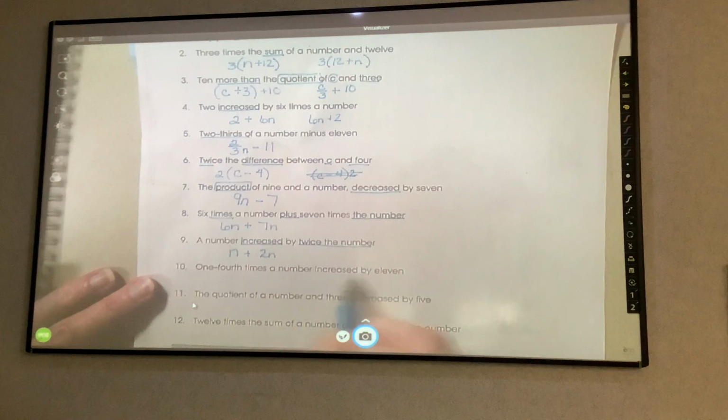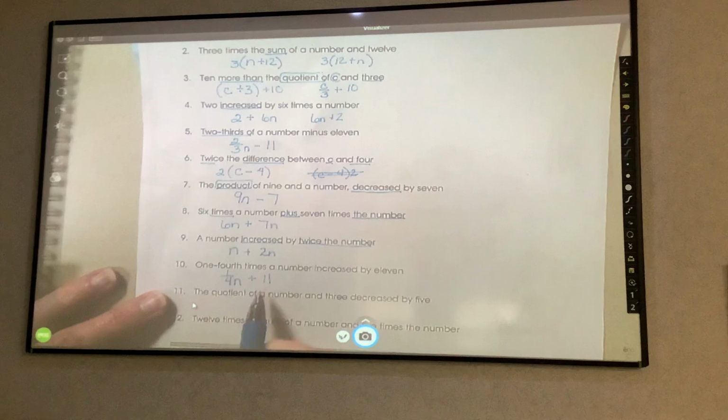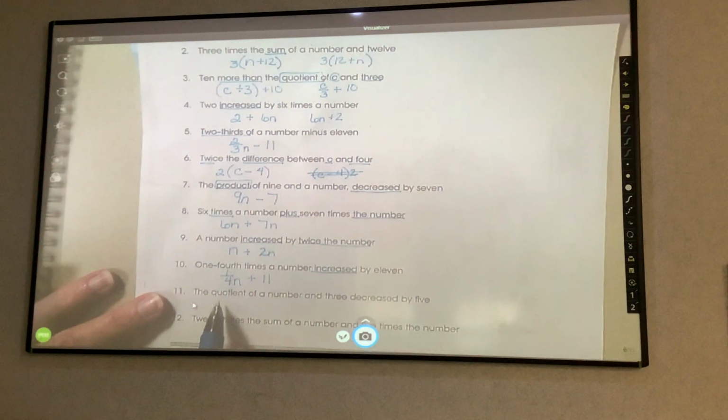One-fourth times a number increased by 11. So 1/4, and when I multiply by a number, my letter is just right next to it, and then it's increased by 11. Quotient, I should have that underline increased. The quotient of a number and 3, so a number divided by 3. So the quotient of a number and 3 decreased by 5. So then this subtracted by 5.